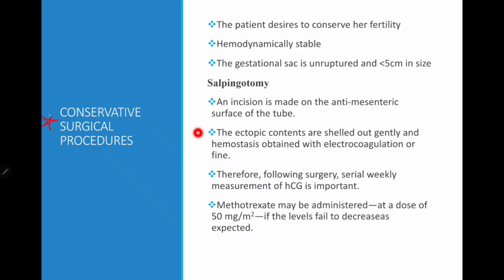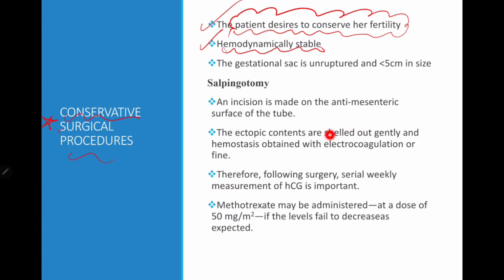Now, what are the other options? Conservative surgical procedures are opted when the patient desires to conserve her fertility. When the patient wants to conserve her fertility, we move on to the conservative surgical procedure. The patient should be hemodynamically stable, and the gestational sac should be unruptured and less than 5 cm in size. So for a conservative surgery like salpingotomy, these are the 3 indications: the patient desiring to conserve her fertility, hemodynamically stable, and gestational sac unruptured and less than 5 cm.